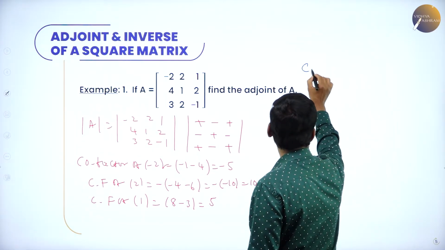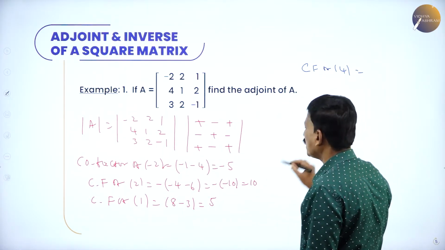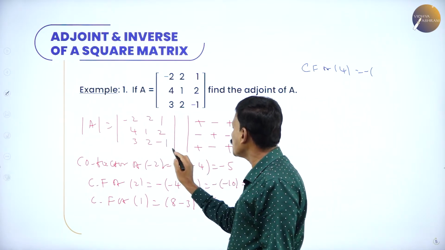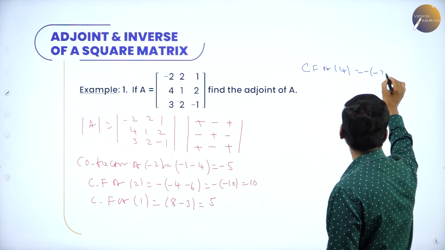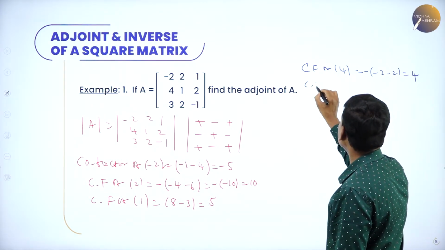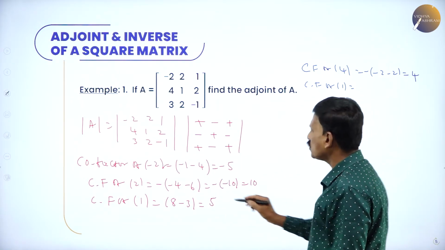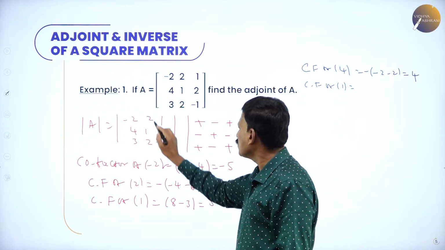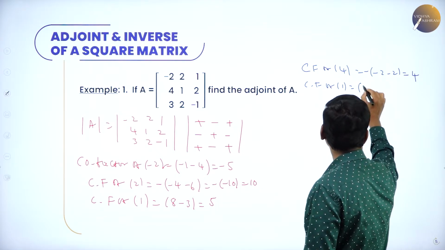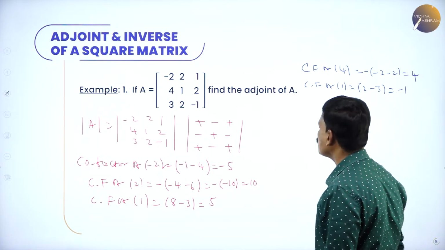Cofactor of second element 4. Cofactor of 4, the sign is minus, negative sign. This row and column is gone. 2 1s are 2, minus 2 2s are 4, minus 2 is minus 4, minus into minus plus 4. Next, cofactor of this plus 1: delete the row and column containing this. This row and this column is gone. 2 1s are 2, minus into minus plus 2, minus 3 into 1 is 3. 2 minus 3 is minus 1.